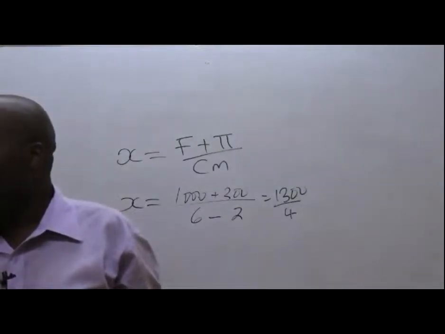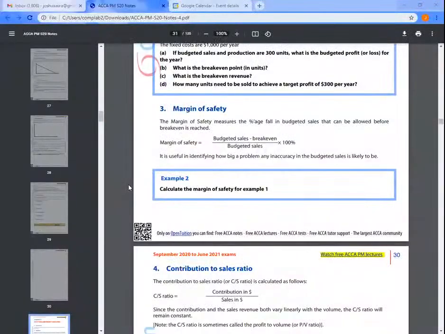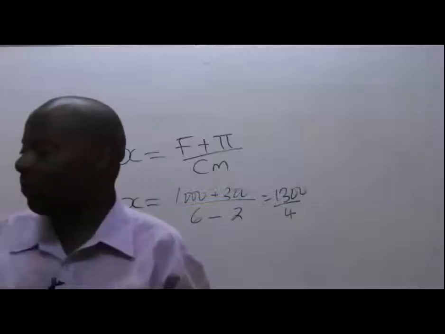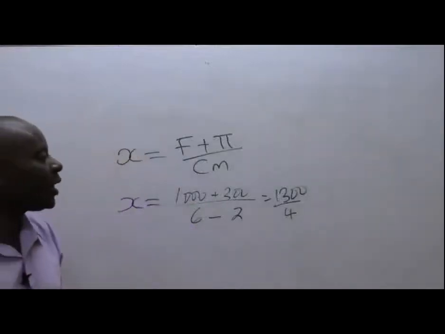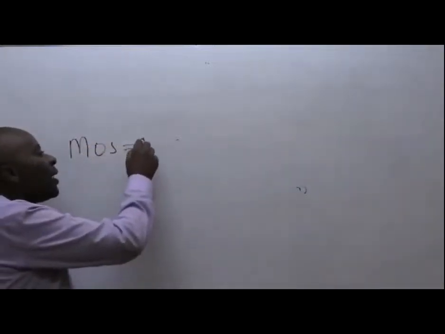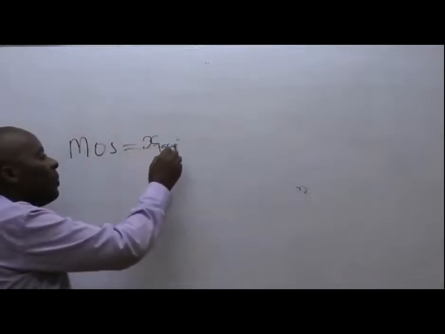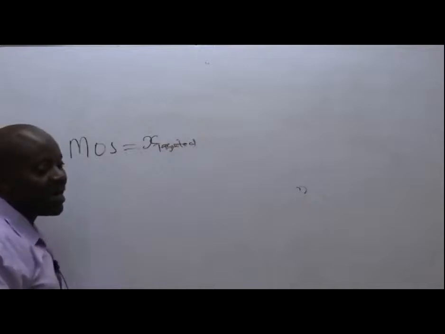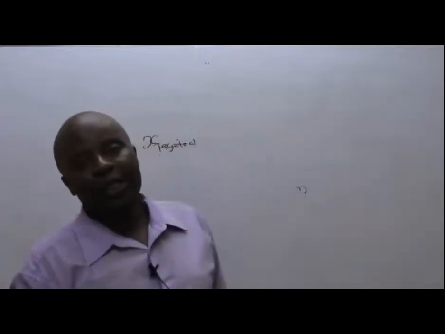So, ladies and gentlemen, this is what we have. They're telling us that margin of safety measures the percentage fall in budgeted sales that can be allowed before break even is achieved. If that is the case, I would want us to appreciate one point. They want us to give them the margin of safety. So in this case, for margin of safety, we normally take the X targeted or budgeted. What are we targeting? What quantity are we targeting?